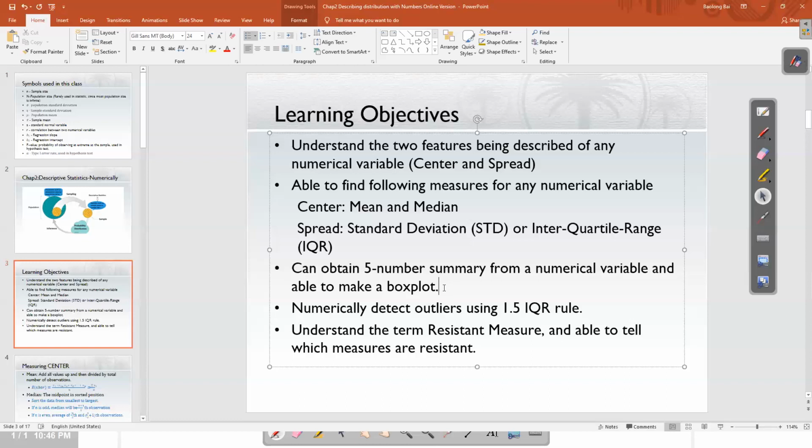So box plot is different. The outliers indicated by the box plot are being accurately calculated. So we're going to learn about how we calculate to identify outliers with a rule called 1.5 IQR rule, right? And then lastly, there's a common term called a resistant measure. So we need to understand what the resistant measure is. And then out of all the measures we mentioned earlier, which ones are resistant, which ones are not, like mean, median, right? Okay.